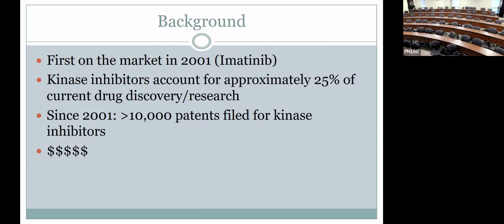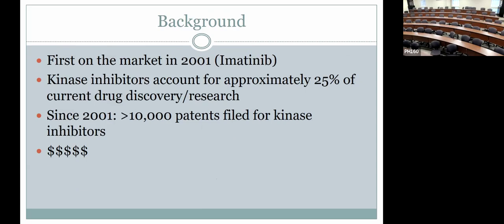So to start with, some background about tyrosine kinase inhibitors. The first TKI that came to market was imatinib. That was back in 2001. Some would consider imatinib to be really the grandfather of tyrosine kinase inhibitors. However, since then, many more tyrosine kinase inhibitors have been discovered and approved.